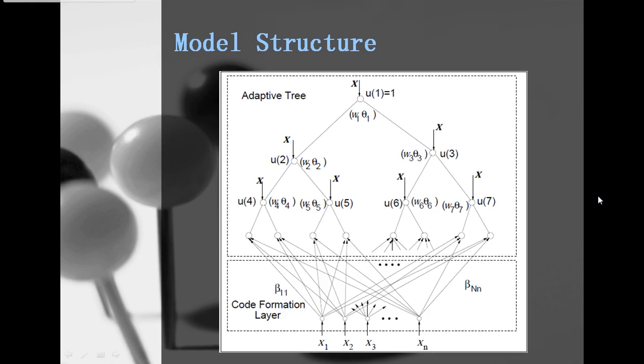Now this picture shows the structure of our model. I will give a description of this figure. As we said before, our model has two components, an adaptive tree and a code formation layer. Every intermediate node, which means a node that is not a leaf node, and the root node of the adaptive tree will receive the input pattern X, and the code formation layer also receives the input pattern X as input.